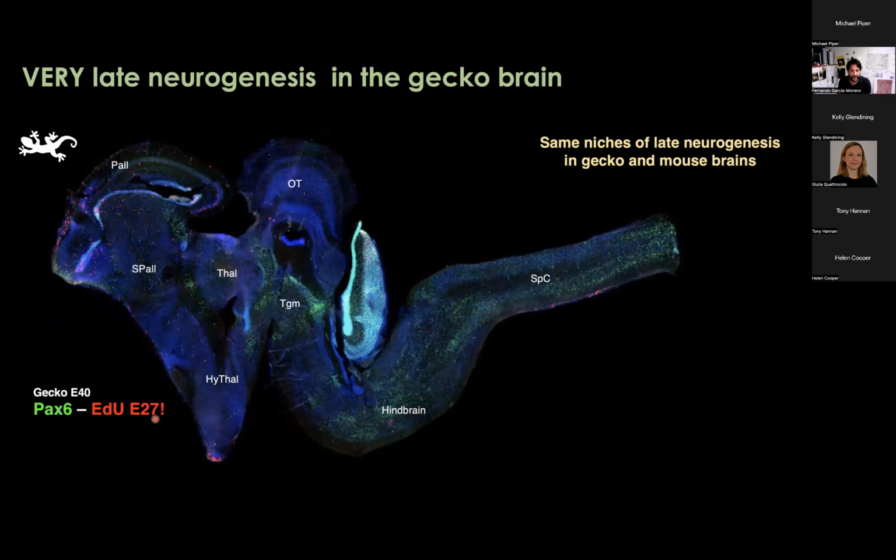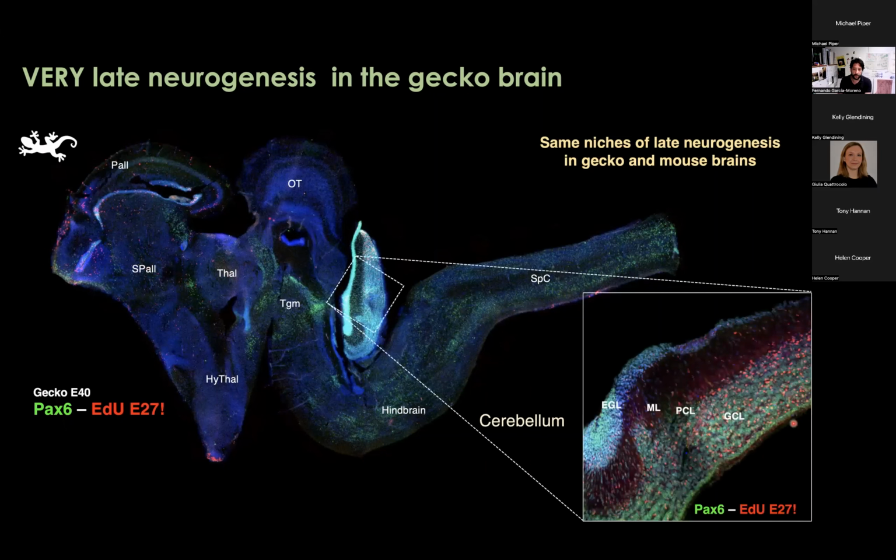This is an injection at E27 in the gecko. This is comparable to a postnatal state in the mouse. This is very late. This is 2 weeks later, any neurons are generated, all neurons are generated already in the thalamus and the cerebellum, etc. And the 4 different niches in which we have identified neurogenesis so late in development, you can guess.